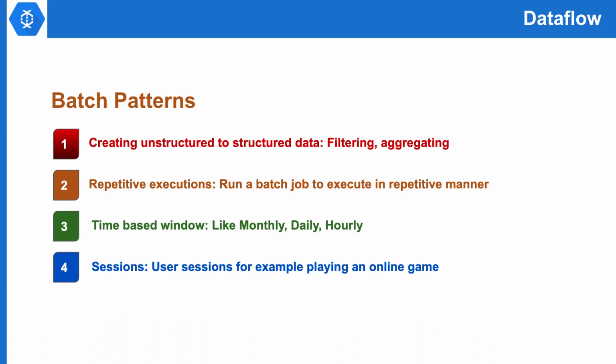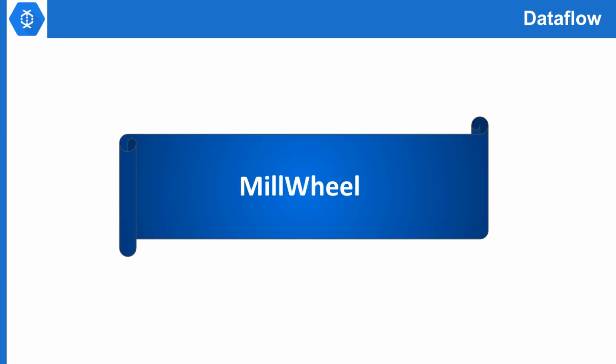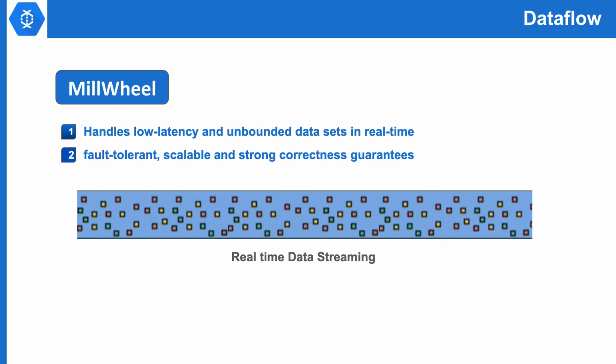For example, a user is searching for garments on an e-commerce website. If you can analyze and predict user behavior according to his past and current searching, you can show him better products of his interest. So a real-time processing system was the need of the time. Google launched another product named MillWheel. MillWheel is Google's streaming data processing framework for handling low latency and unbounded data sets in real time.